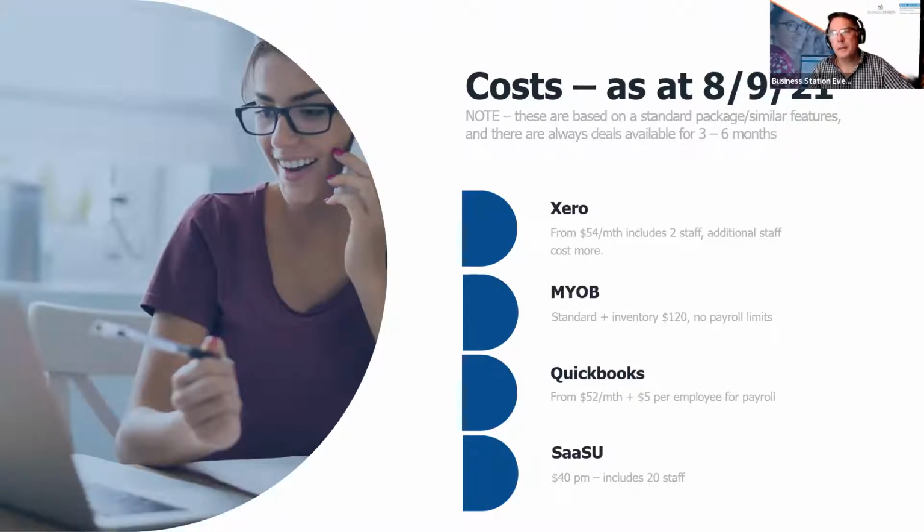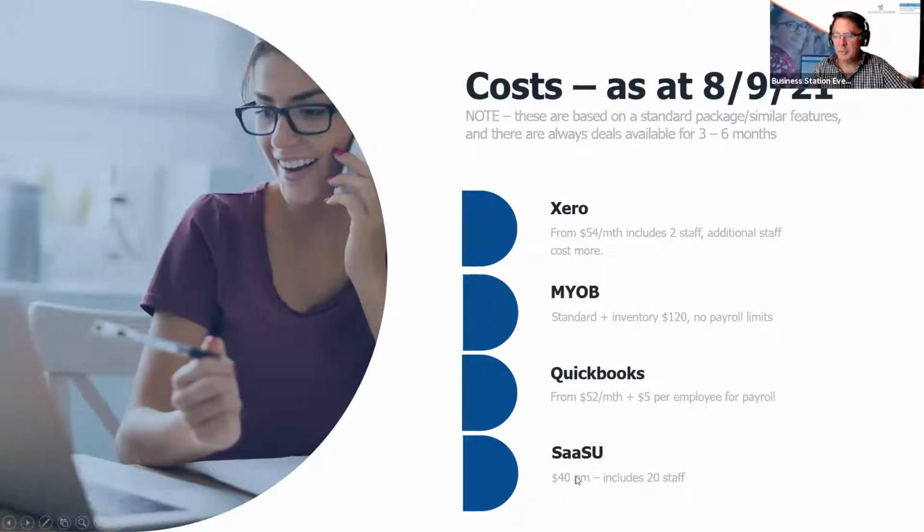Okay? So, two things. One, as you can see from the pricing, MYOB, once you add in inventory, is expensive. Xero and QuickBooks, almost the same. Who'd have thought? Okay? Saasu, for a similar sort of system, it's somewhat cheaper.